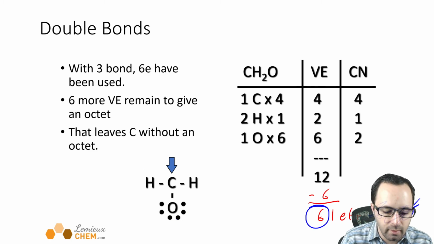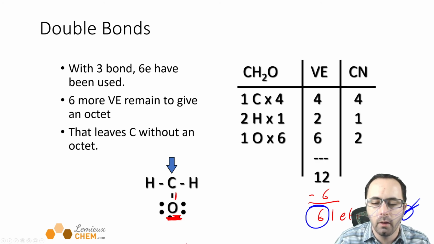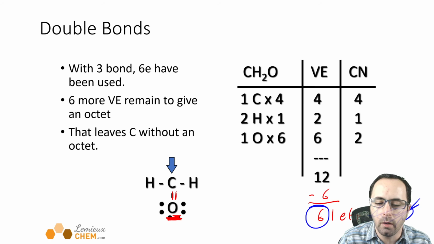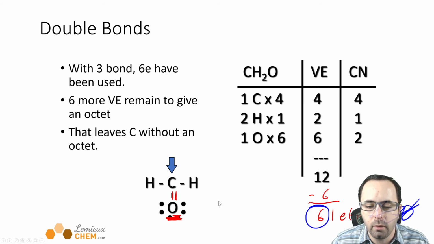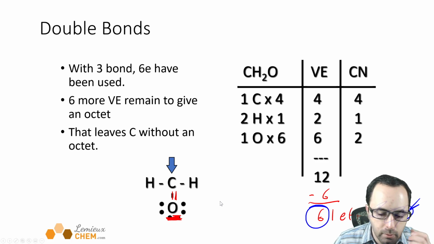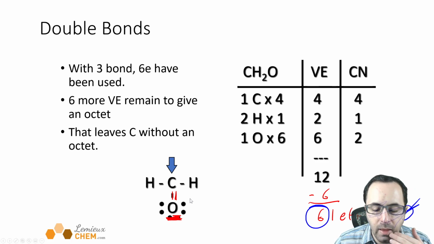What we're going to do is get rid of one of these. So I'm going to cross this out. I'm going to get rid of this lone pair right here, cross it out, and instead make it a second bond. So now we have a double bond, 2 lines. And we now are sharing 4 electrons between this carbon and this oxygen. And at this point, the carbon has an octet.